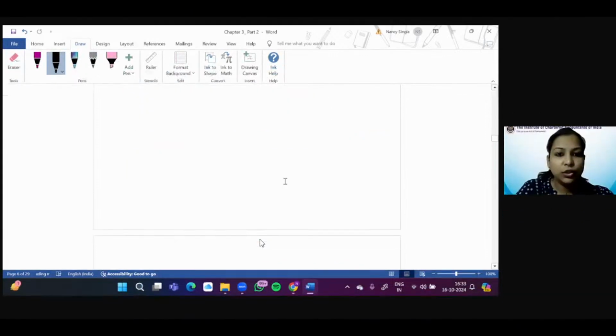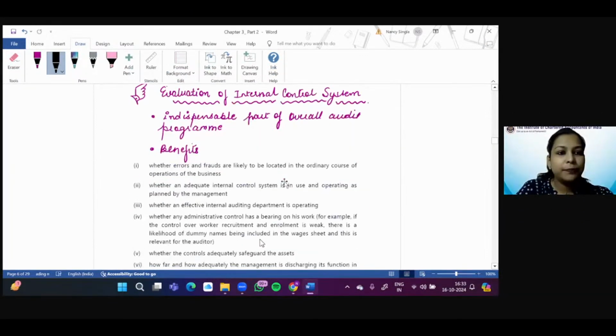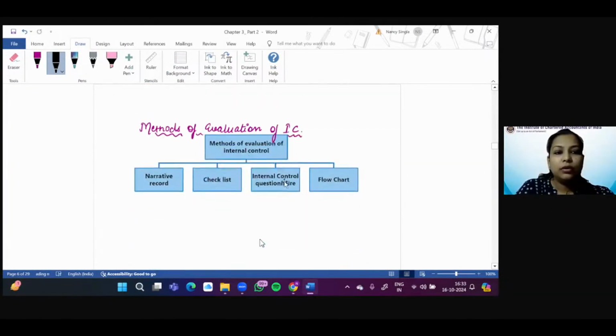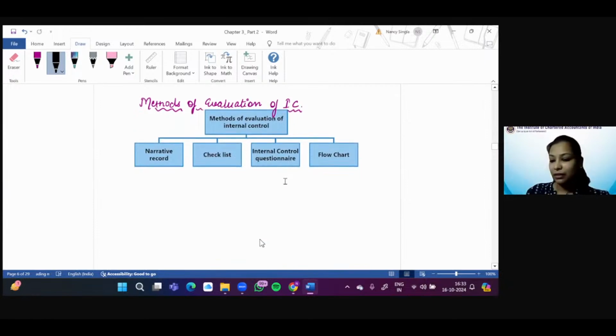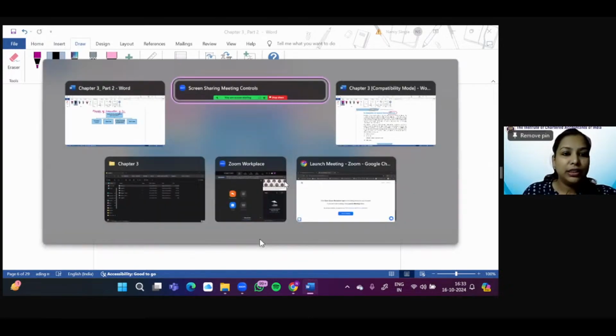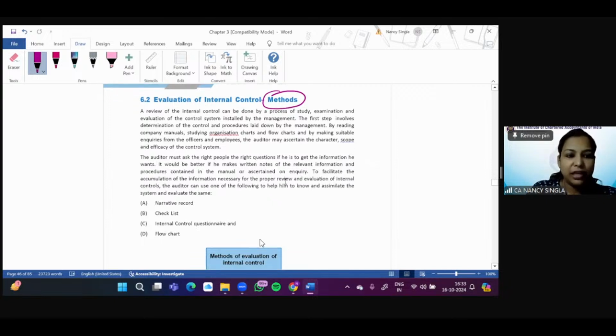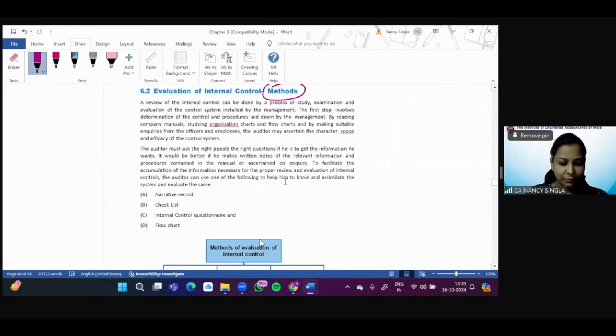So I hope students, you all are back after the break. So now we'll be discussing various methods of evaluation of internal control, which are narrative record, checklist, internal control questionnaire, ICQ, and flowchart, right? So we'll be doing these one by one, very simple and really very important from the point of view of your examination.